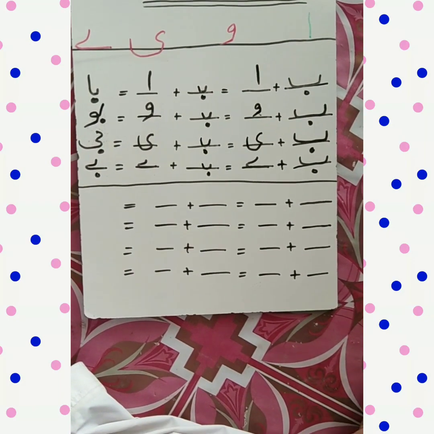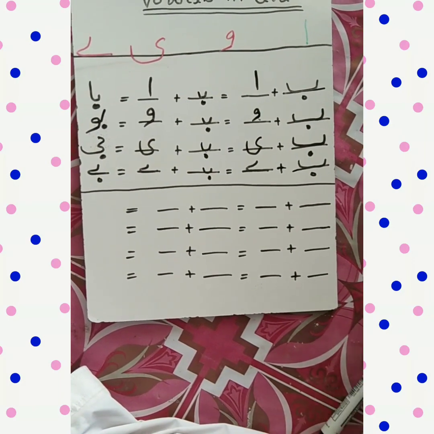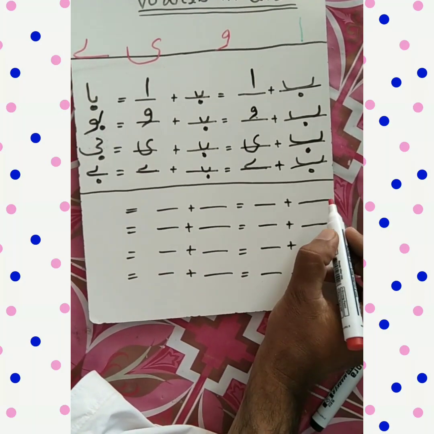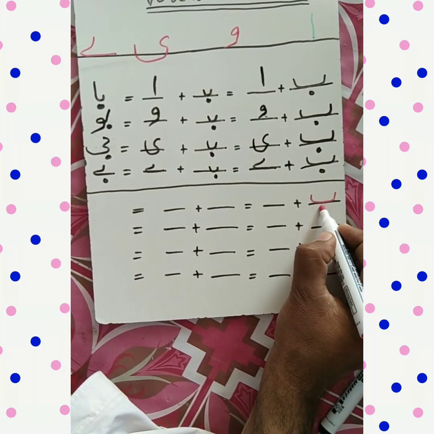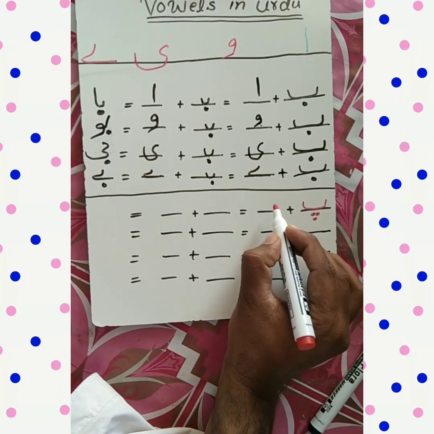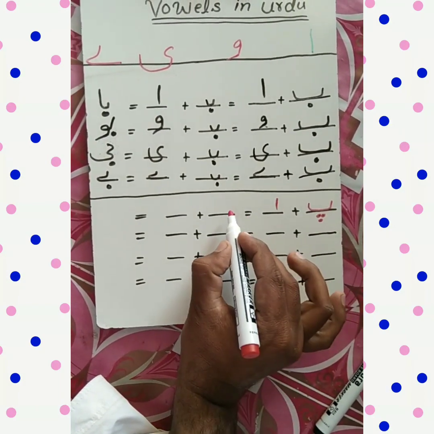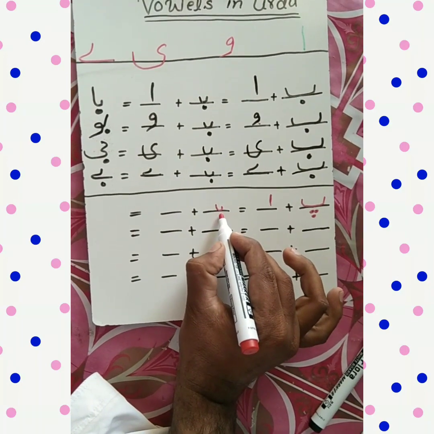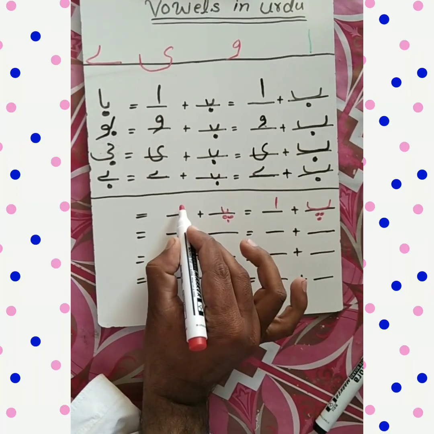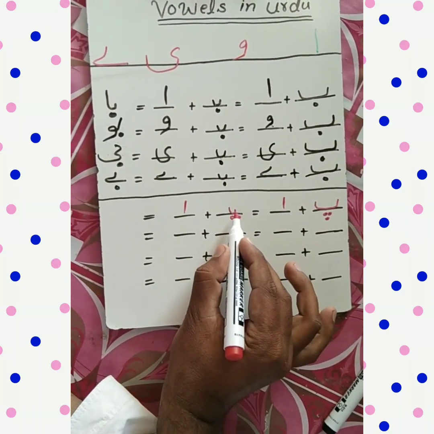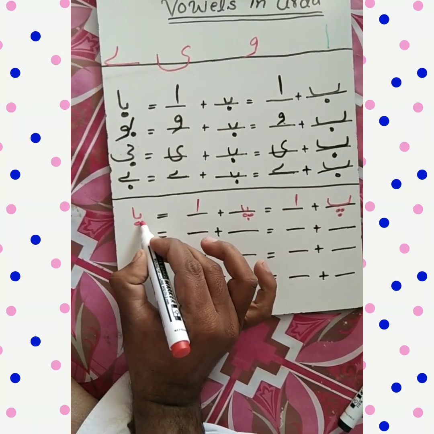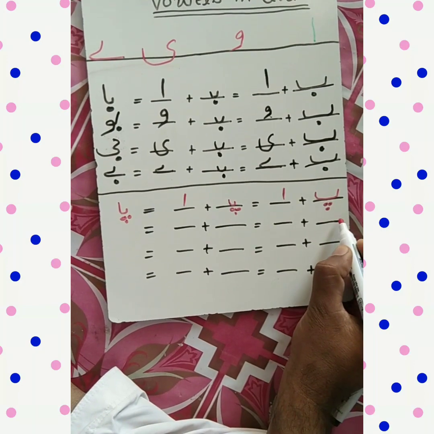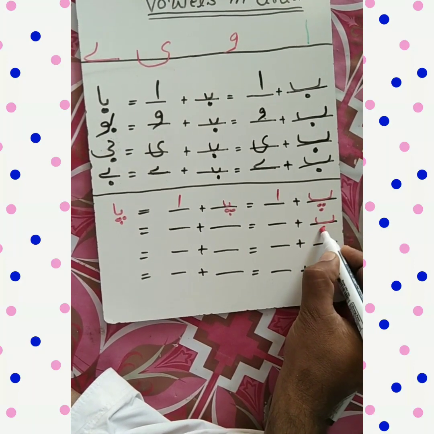Now we are moving towards a second word. The second word after bay is pay. We write pay here. Pay has 3 dots, and we write the first vowel alif. We write pay half shape here, and we write alif, and when we combine pay and alif, we get pay alif pa.